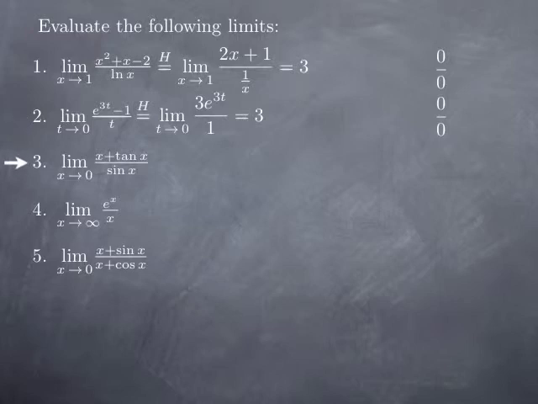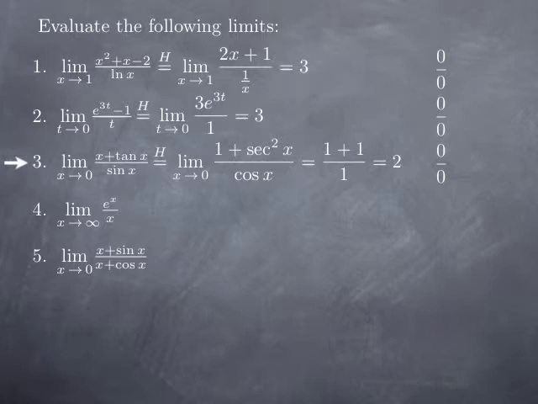For the third limit, when x is approaching 0, if I plug that at the top, I get 0 plus tangent 0, which is 0. At the bottom, sine 0, which is 0. So I have again an undetermined form of the type 0 over 0, and therefore the rule of de L'Hopital applies. And I get the same limit as the quotient of the derivatives. Derivative of the top is 1 plus derivative of tangent, which I can write secant squared, divided by derivative of sine, that's cosine.